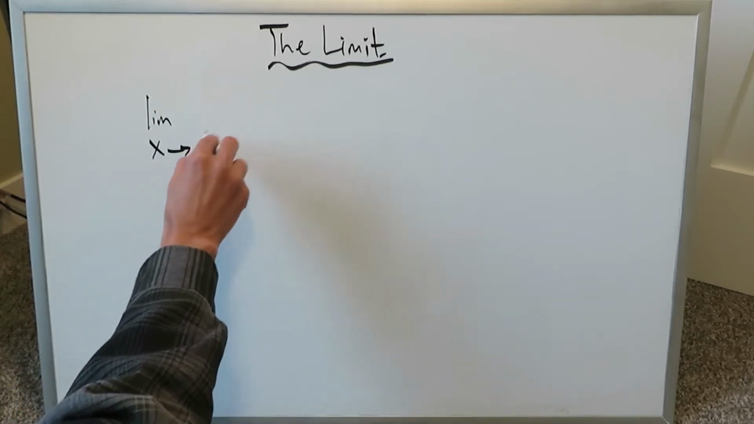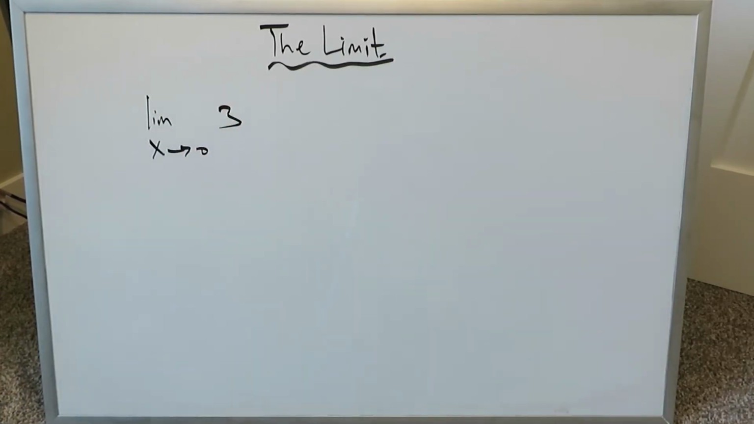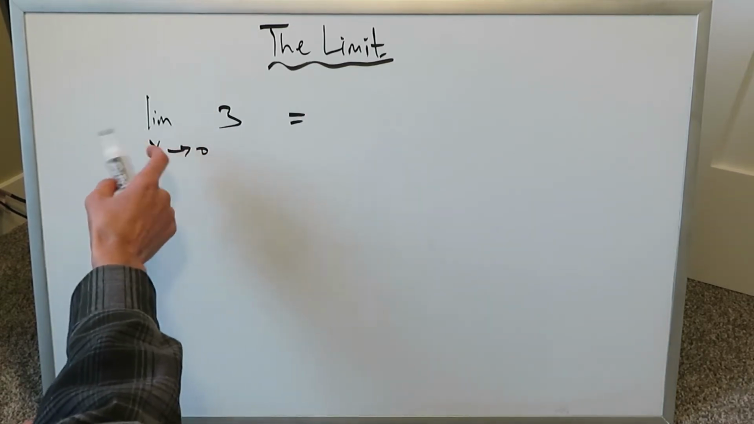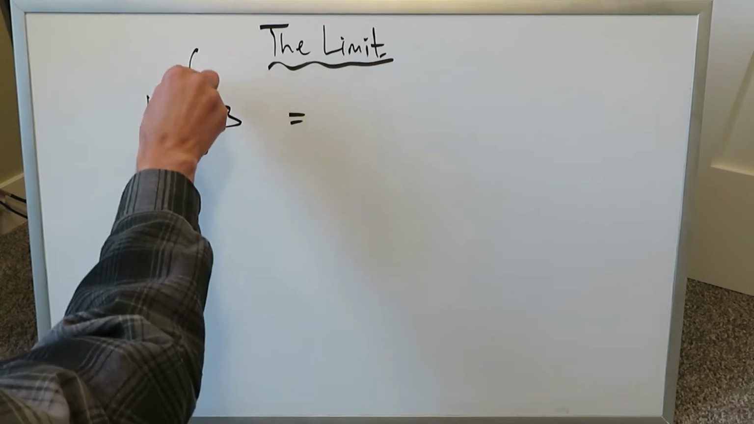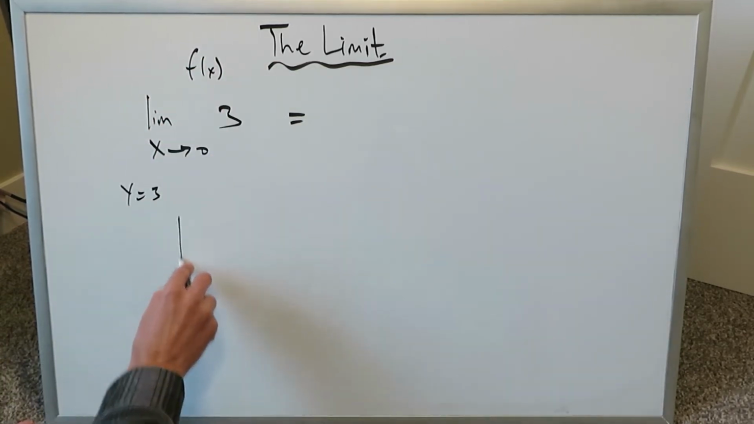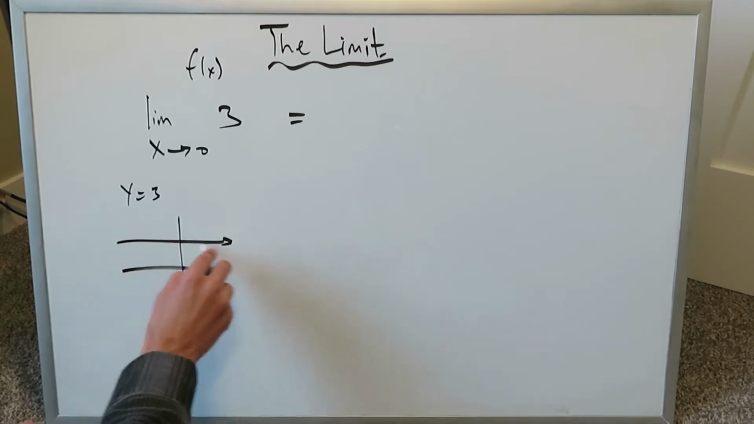Limit as x approaches 0, we have this value here, 3. Remember, what you place before your equal sign and after this limit expression is your function. Right here we are saying y equals 3. You know y equals 3 represents a horizontal line which goes right through 0, 3.